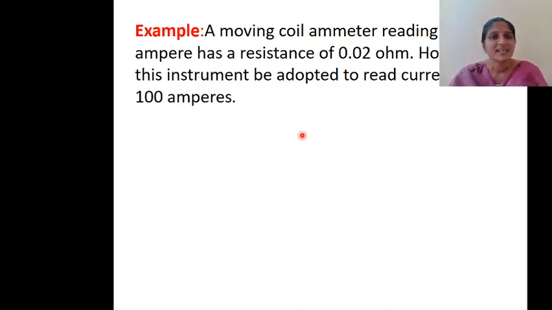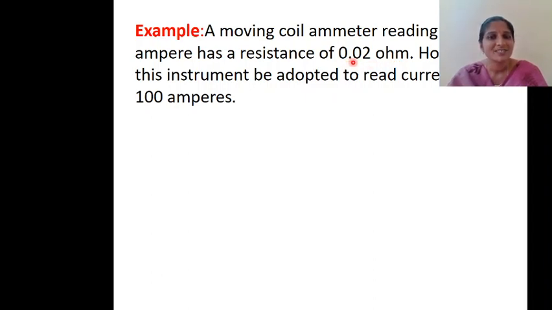What is this example? A moving coil ammeter reading up to 1 ampere has a resistance of 0.02 ohms. How could this instrument be adapted to read current to 100 amperes? So the moving coil ammeter reading is up to 1 ampere. From the given data, we can write out the given data first. It has a resistance of 0.02 ohms. This is the ammeter resistance, that is the Rm value.